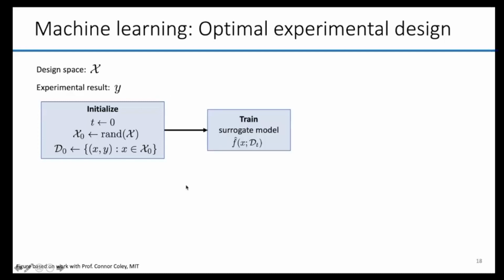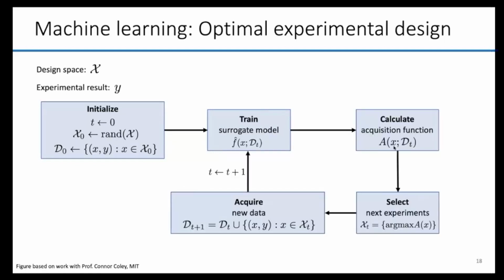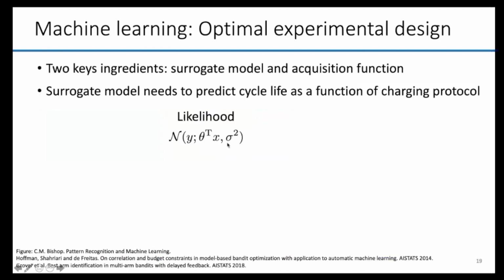So what we'll do is we'll specify a likelihood of the cycle life, Y, as a function of our charging protocols X and some parameters theta. So really what we're hoping to leverage here is the smoothness of the space. Basically, if we have two very similar charging protocols, we don't expect them to have very large deviations. And we're going to use this fact to help guide our experimentation.